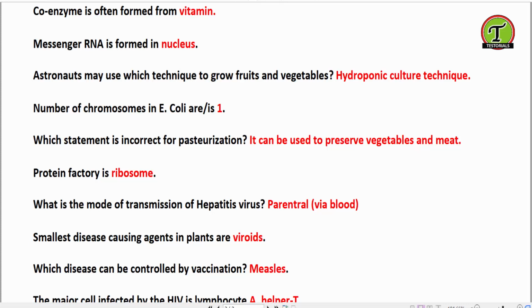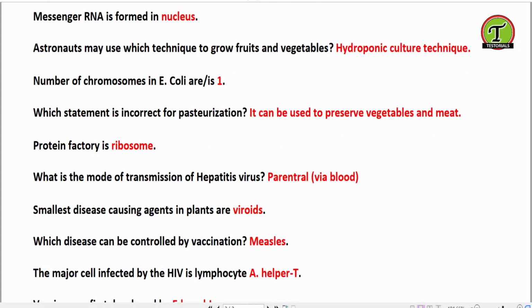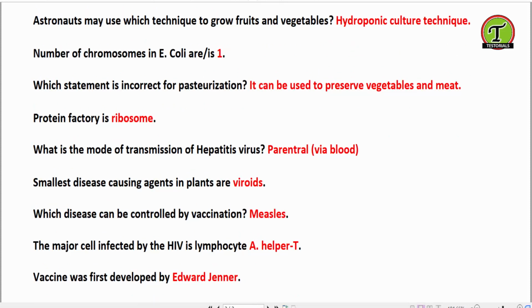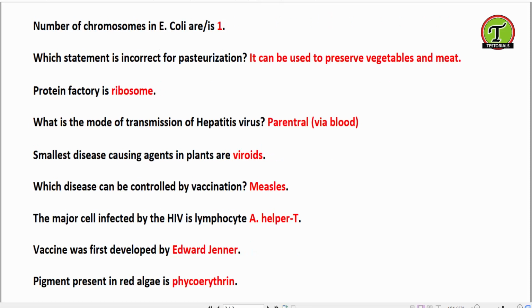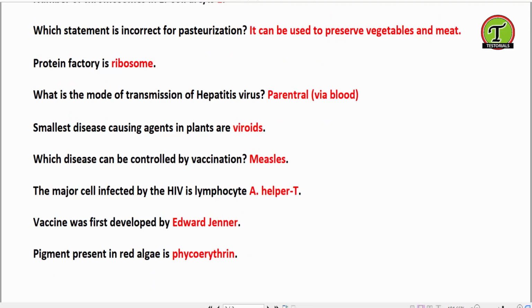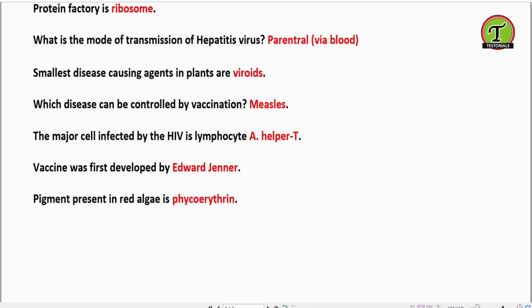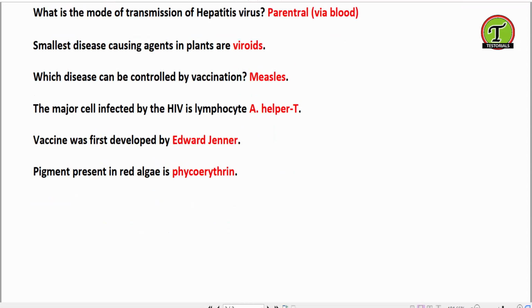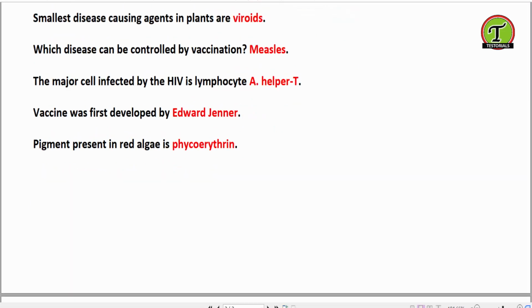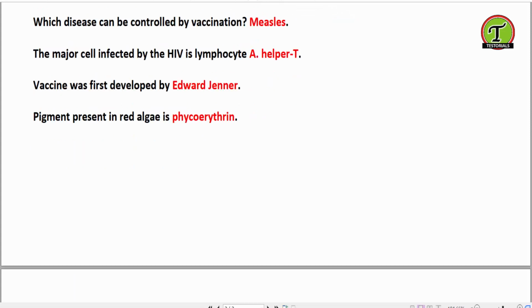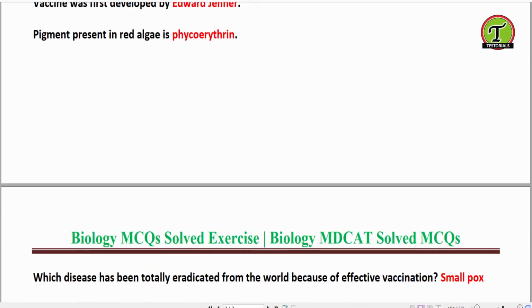Which statement is incorrect? For pasteurization, it can be used to preserve vegetables and meat. Protein factory is ribosome. What is the mode of transmission of hepatitis virus? Parenteral, via blood. Smallest disease-causing agents in plants are viroids. Which disease can be controlled by vaccination? Measles. The major cell infected by the HIV is lymphocyte, a helper T. Vaccine was first developed by Edward Jenner.